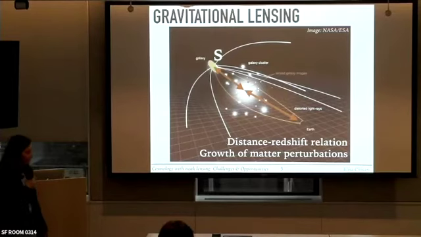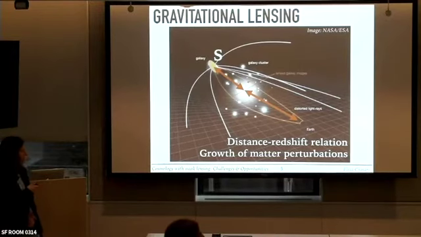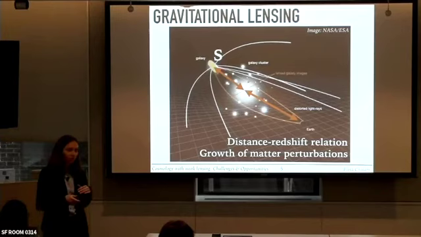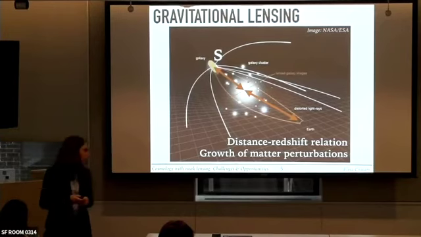The lensing effect also depends on the relative distance between us and the lens and the source. And so by measuring lensing, we can also quantify what we call the distance-redshift relation, which is also affected by the dark energy content and the dark energy nature in the universe.